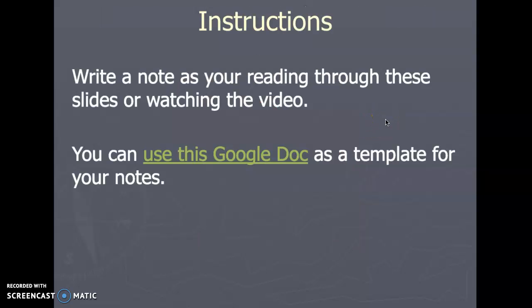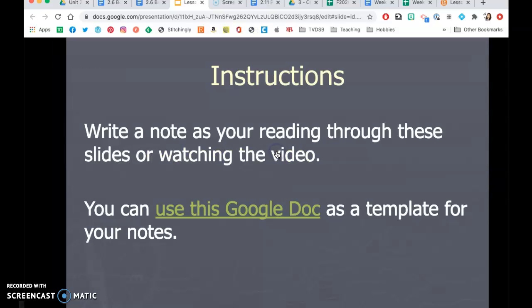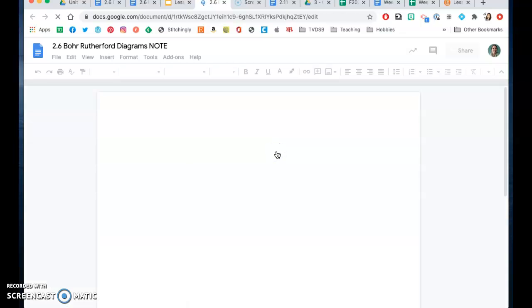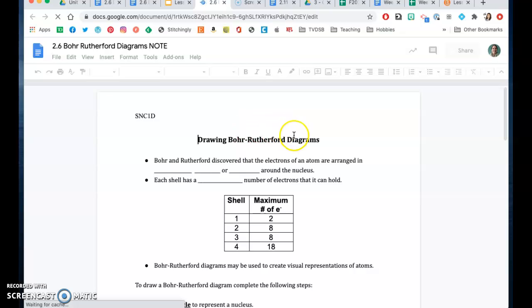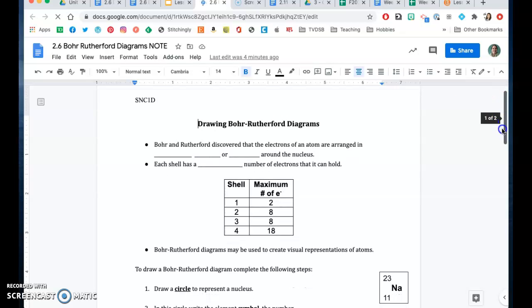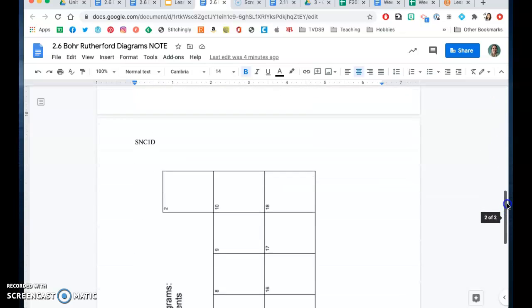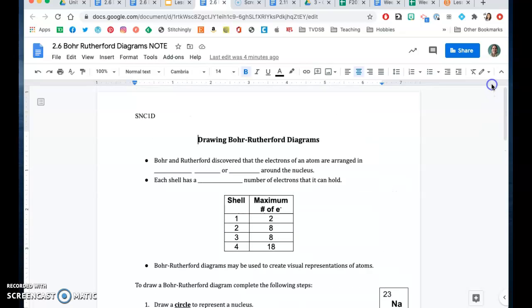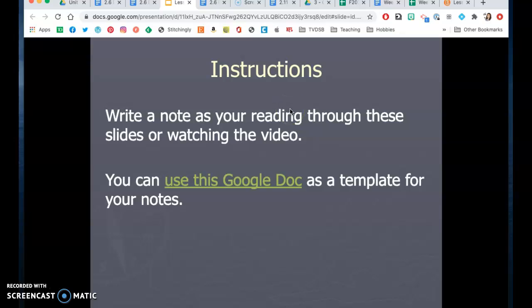As you're watching this video, or maybe reading through the slides, your instructions are to write a note. Again, I've created a Google Doc if you want to use this as a template. It's posted in Brightspace and should be called Lesson 6 Bohr-Rutherford Diagram Note or something like that. You can print this off and fill it in as we go along, or you can just write your notes in a notebook. Okay, so back to the lesson.